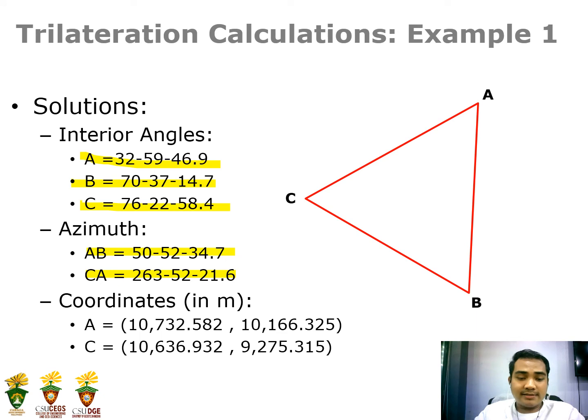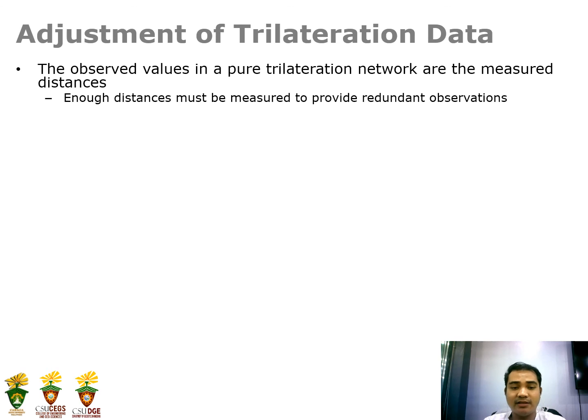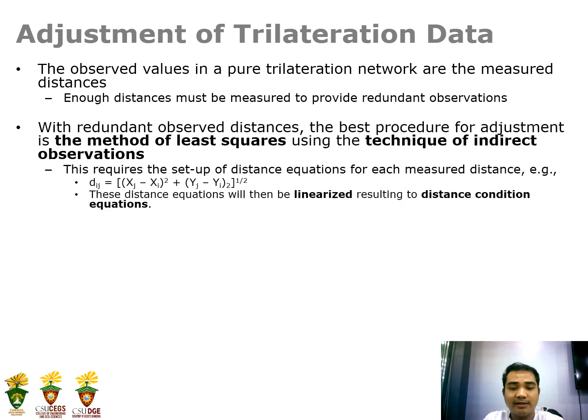And sa coordinates, we have here the coordinate A, which is 10,072.582 and 10,166.325. And for C is we will having 10,636.932 and 9,275.315. For the adjustment of trilateration data, the observed values in a pure trilateration network are measured in distances. Diba sa mga ang discuss na ganina, nga sa trilateration network, ang iyahang data is all measured distances. So enough distances must be measured to provide redundant observations.